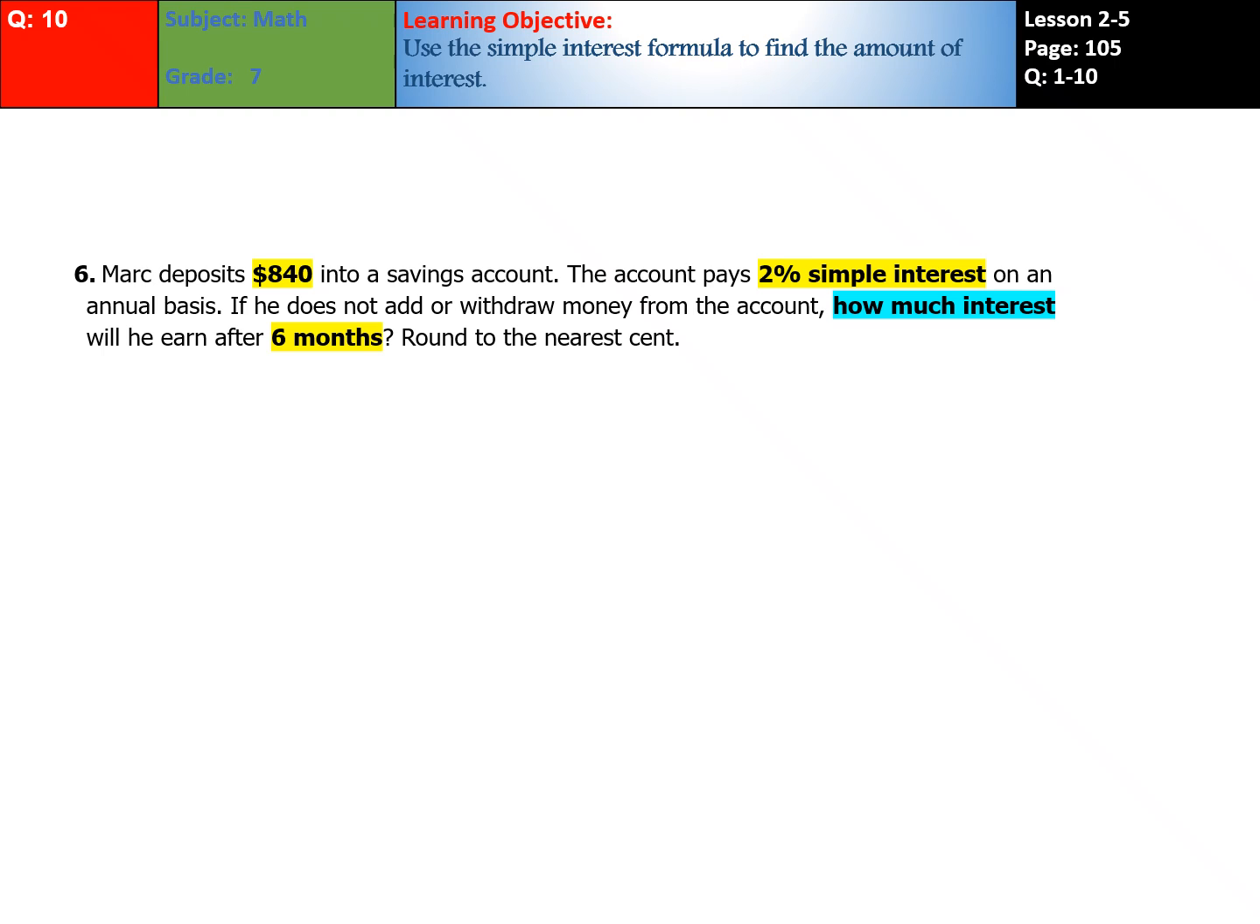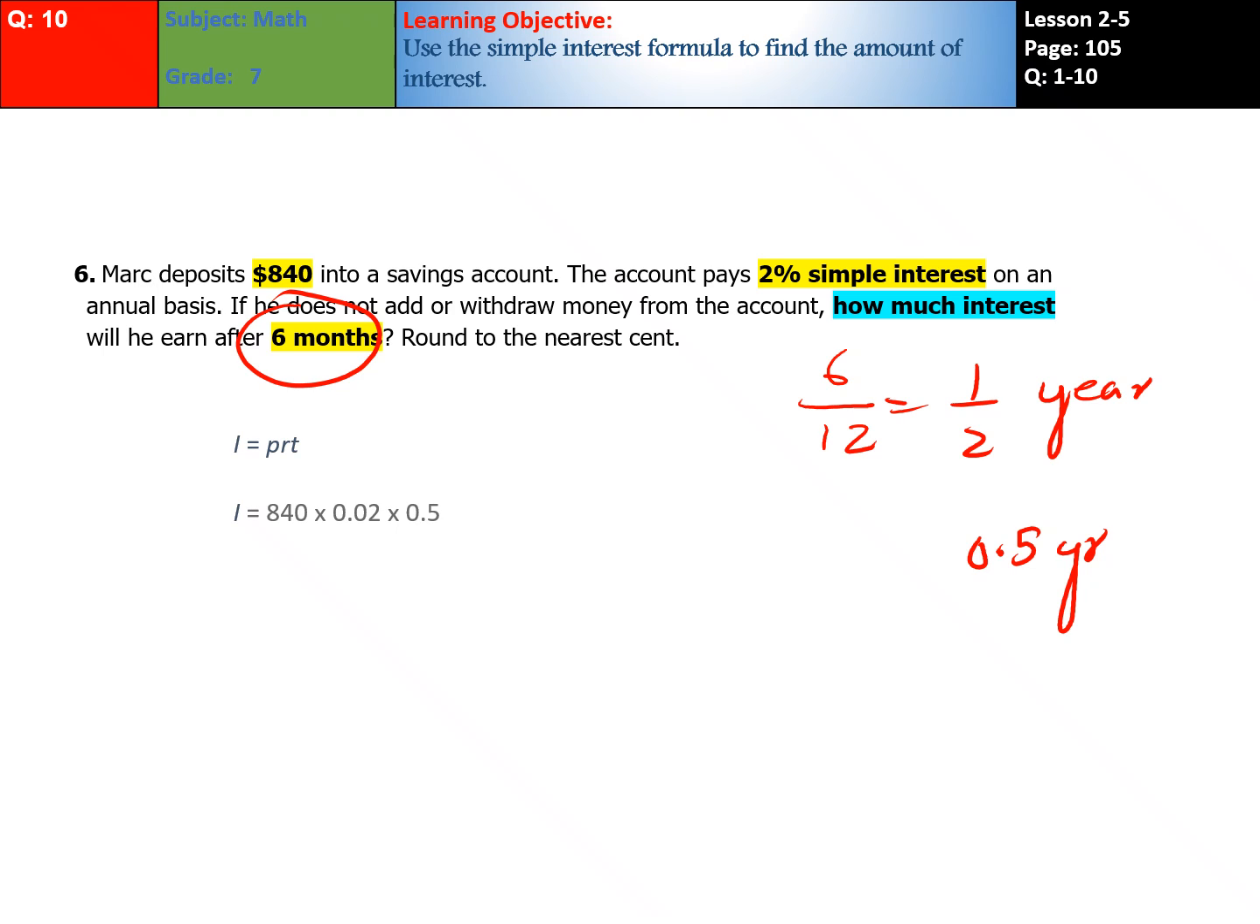Deposit $850 into a saving account, 2% is the interest rate, and 6 months. Look here, what is the difference in this question and the previous questions? Here it is written in 6 months. So how many months are there in a year? 12. So 6 divided by 12, that is 1 over 2 year, or you can say 0.5 year. Replace the values. 2% means 0.02, 6 months means 0.5 year, multiply them and simplify, it is 8.40. So the interest is $8.40 for 0.5 year.